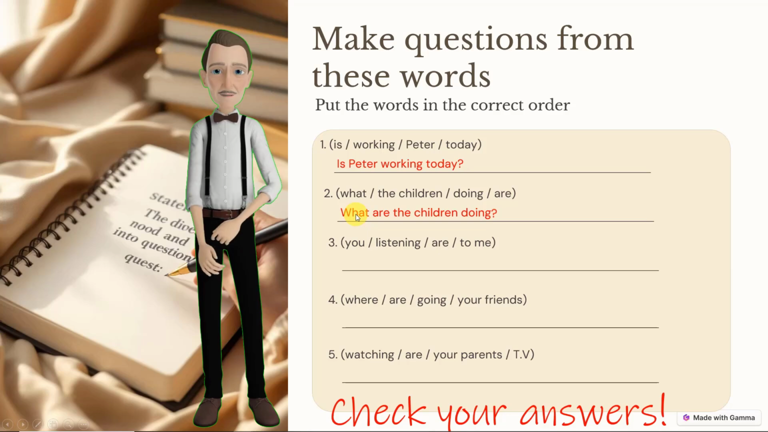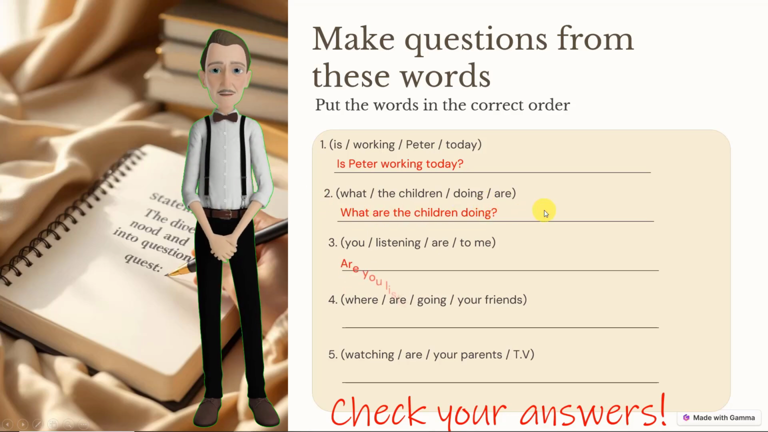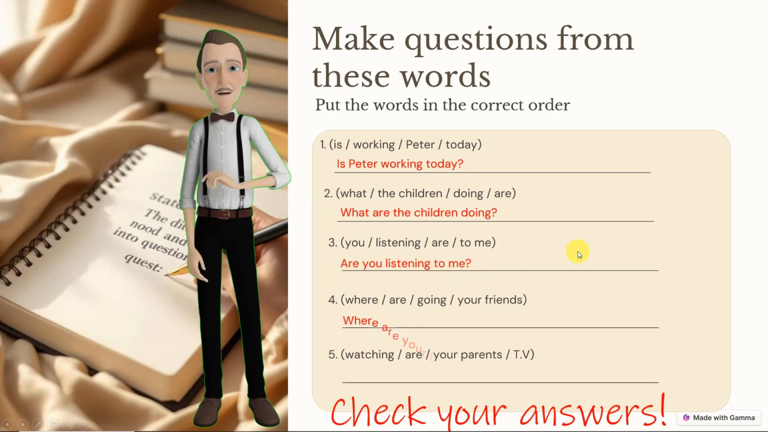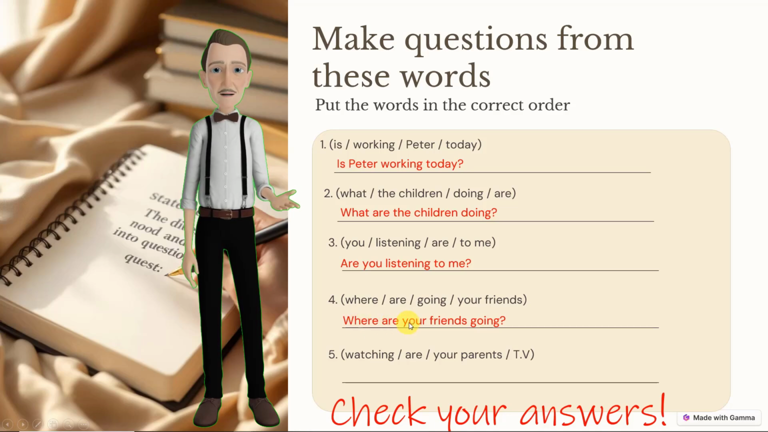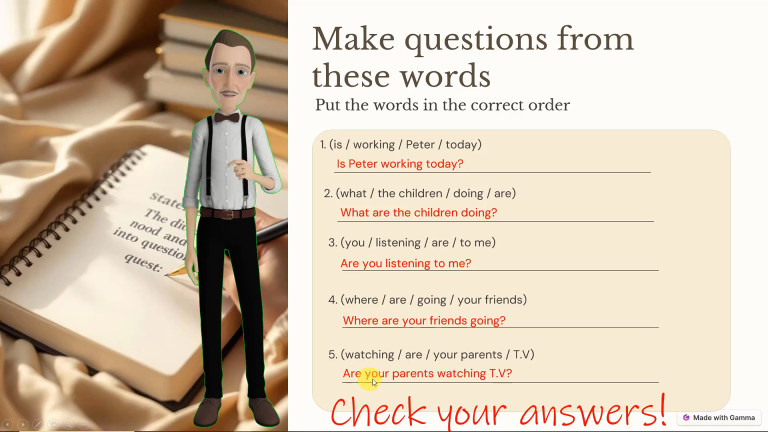What are the children doing? Number 3. Are you listening to me? Number 4. Where are your friends going? Are your parents watching TV?